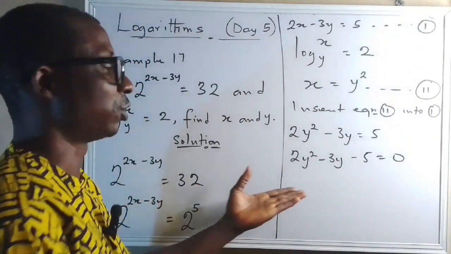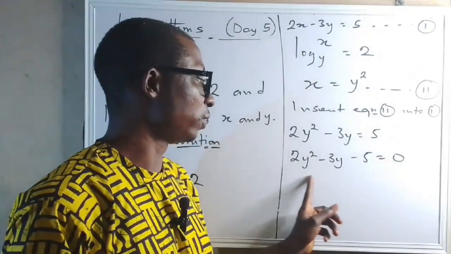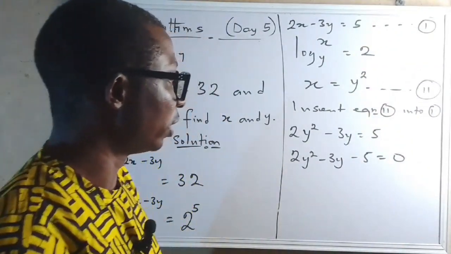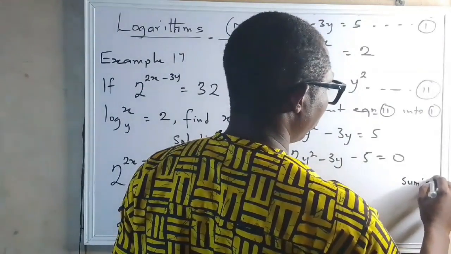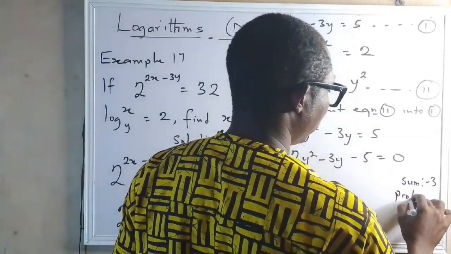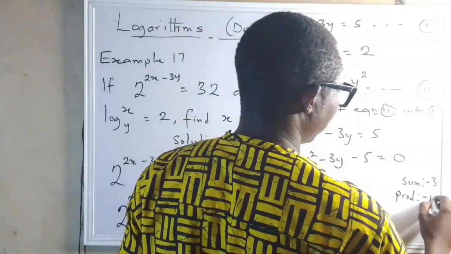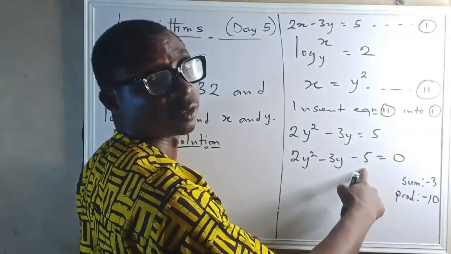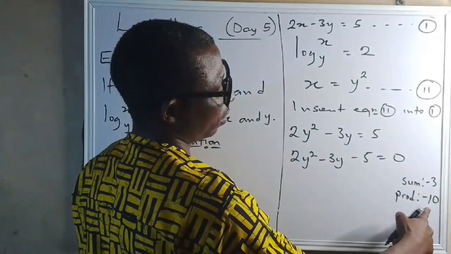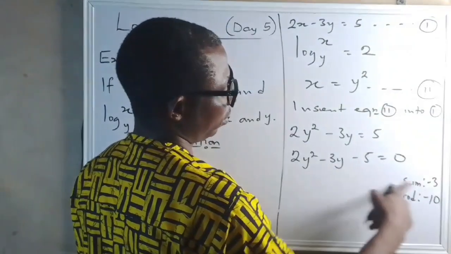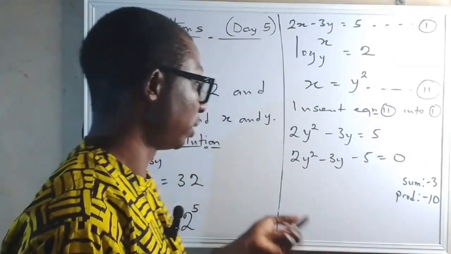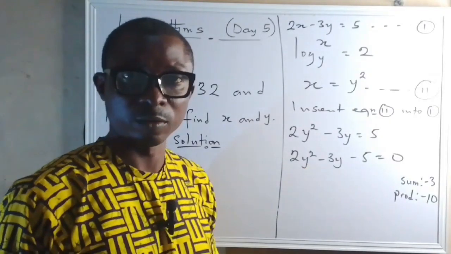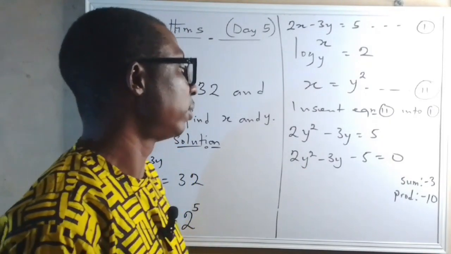Now this is a quadratic equation, so we need to solve this quadratic equation. The sum is minus 3, the product is minus 10: 2 times minus 5, that is the product. I want to believe you are familiar with solving quadratic equations.